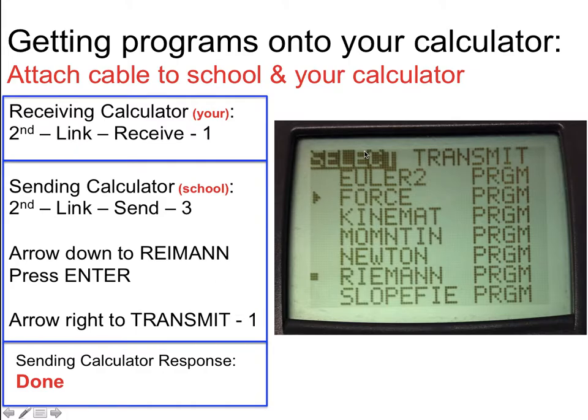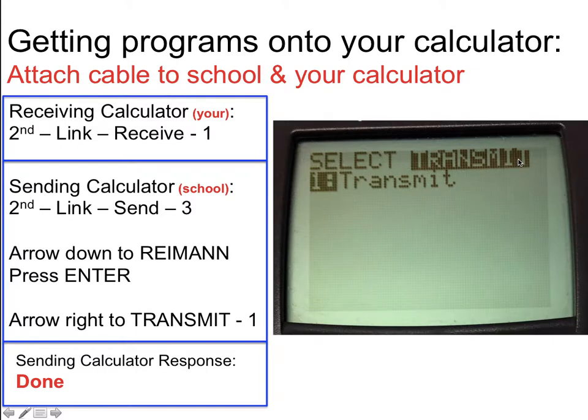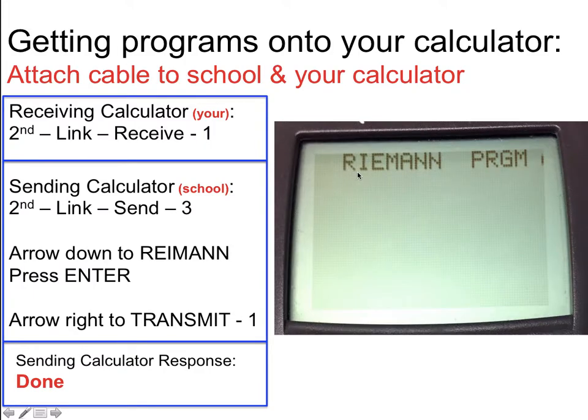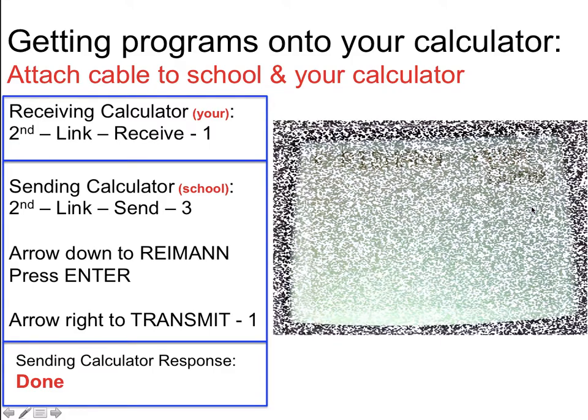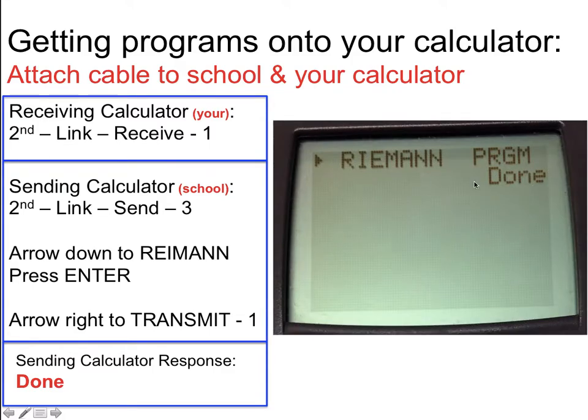Now you're going to arrow to the right so that you're on transmit, and then you can pick option 1 here. So you're transmitting the program from the school calculator to your calculator. When you hit transmit, it'll pop up on the school calculator Riemann program, and the worm will work for just a second or two. When it's done working, if there are no errors encountered, it will say done. Once you see done on both your screen and the school screen, then the program's been installed.